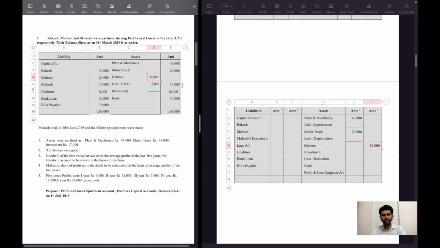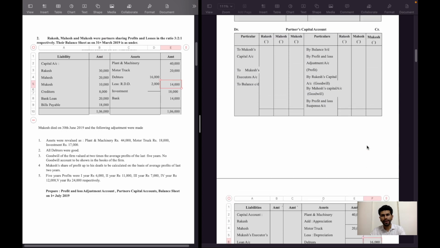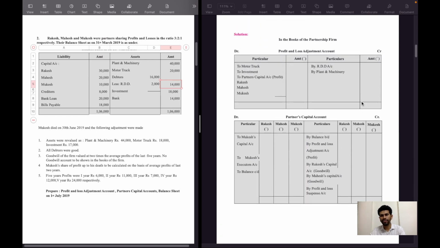Now actual value was 14,000 rupees. Debtors increased by 2,000 rupees due to RDD. So increase in value of asset is a kind of notional profit, and it will be recorded on profit and loss adjustment account. Credit side, RDD account 2,000 rupees.